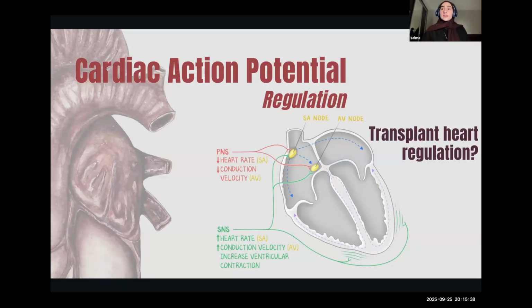Conduction velocity is how fast the current travels through the AV node, or whatever you're talking about. Velocity is speed and conduction is how fast the electric current moves, or the movement of your electric current. Okay?